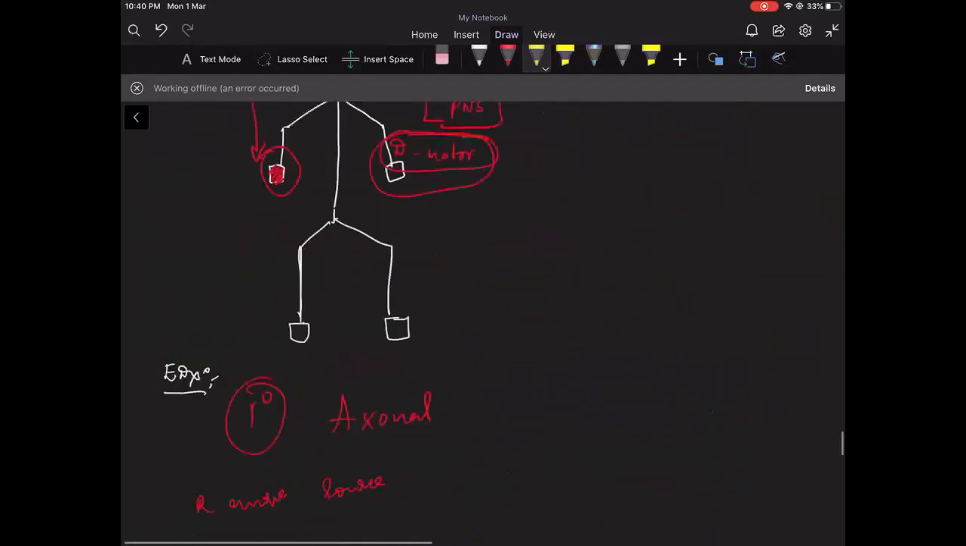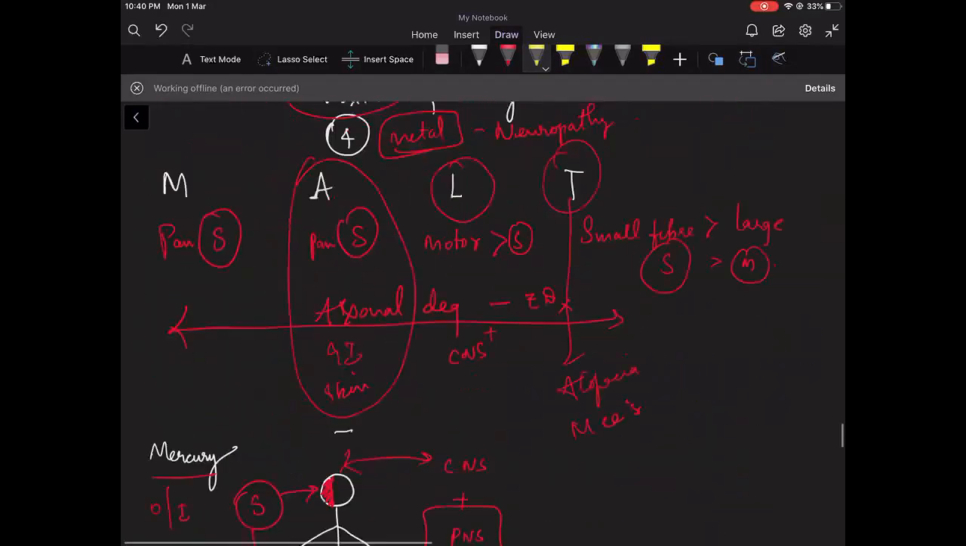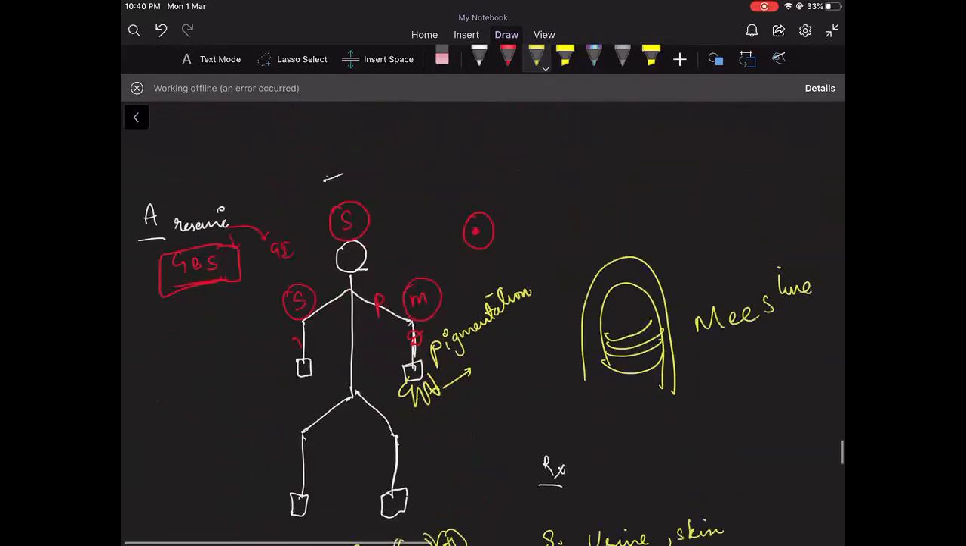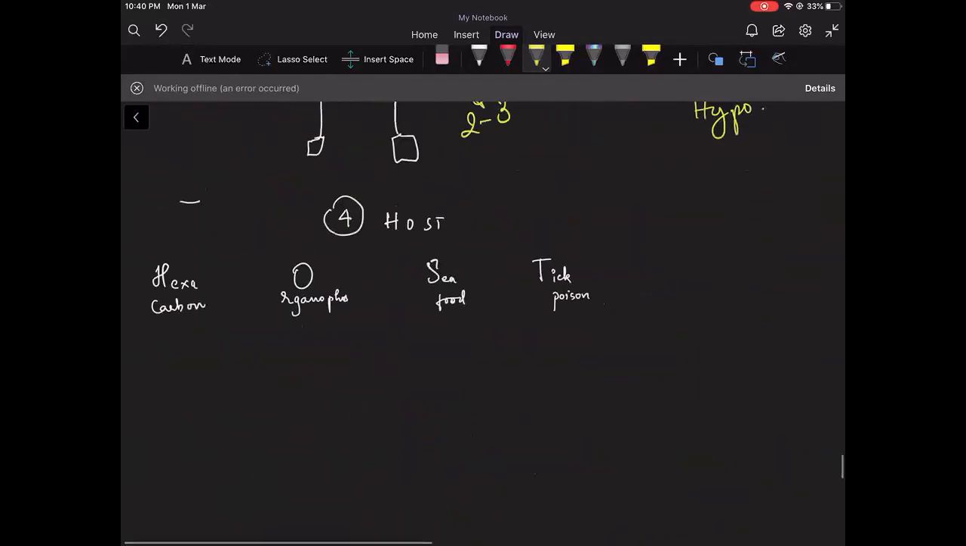This is about toxins related to only metals. So other toxins also are there. Important ones which we have to remember are organophosphorus, seafood toxin, and tick poison. I have made a mnemonic of HOST. Hexacarbons also are associated with neuropathies when they are exposed. Occupational history is important in this kind of neuropathy.